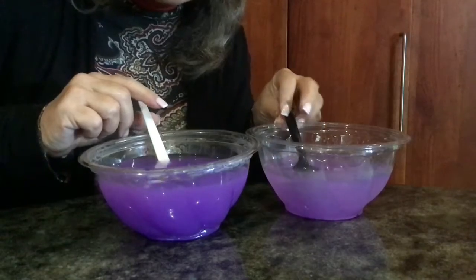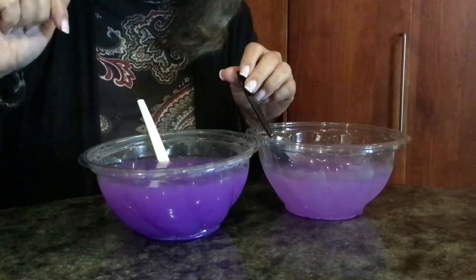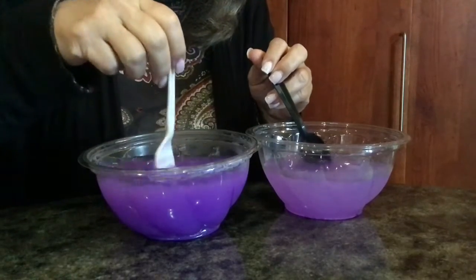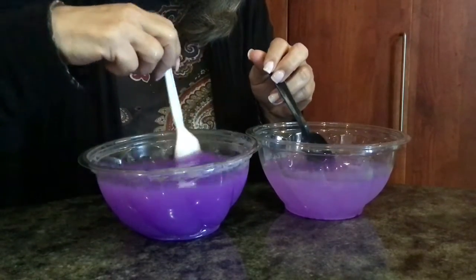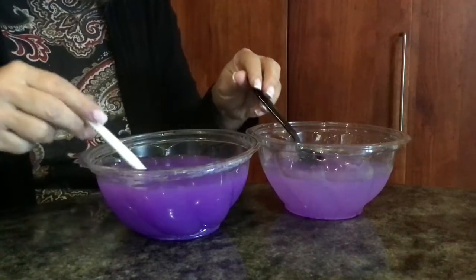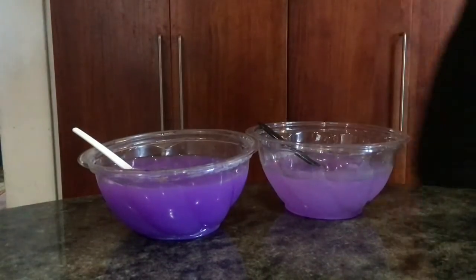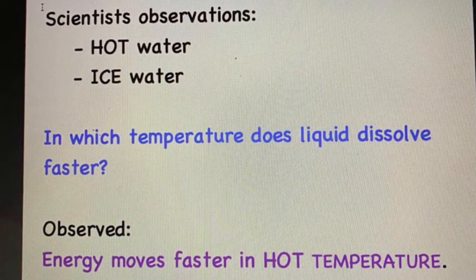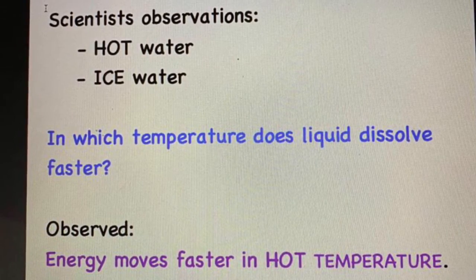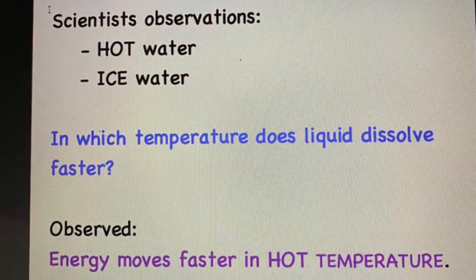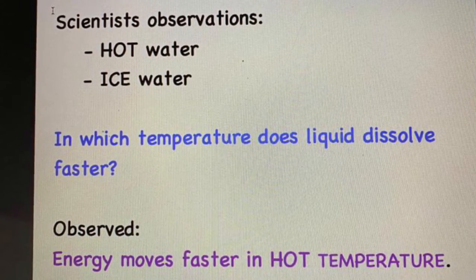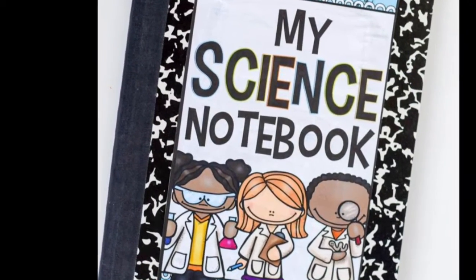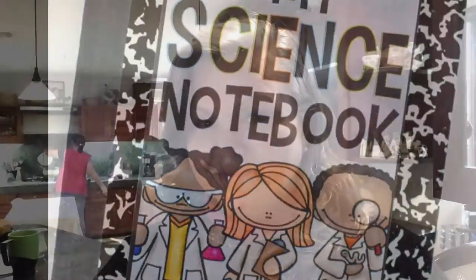Which one shows that the molecules move faster with the color and it dyed all the water before? And remember, scientists take notes of their observations, the process they did, and what they concluded. Copy these in your science notebook or make your own.